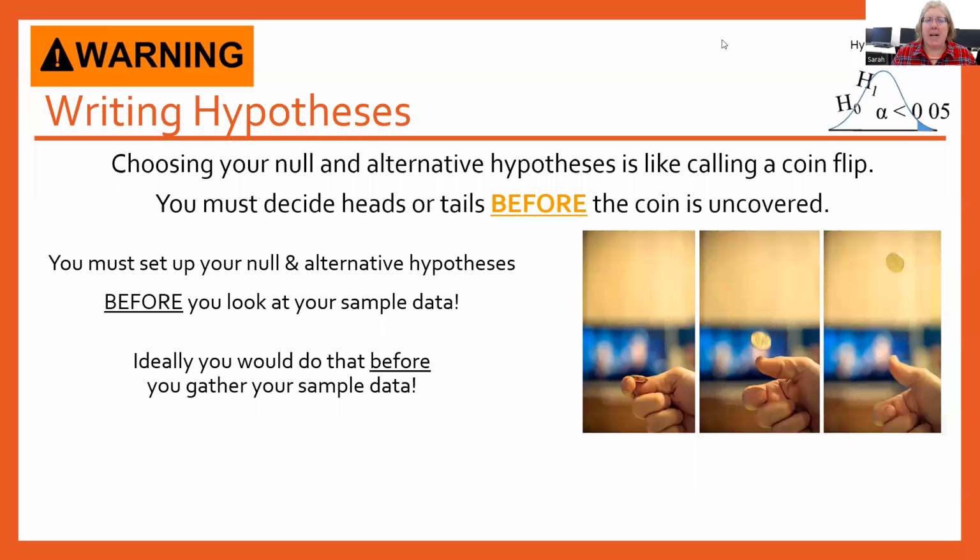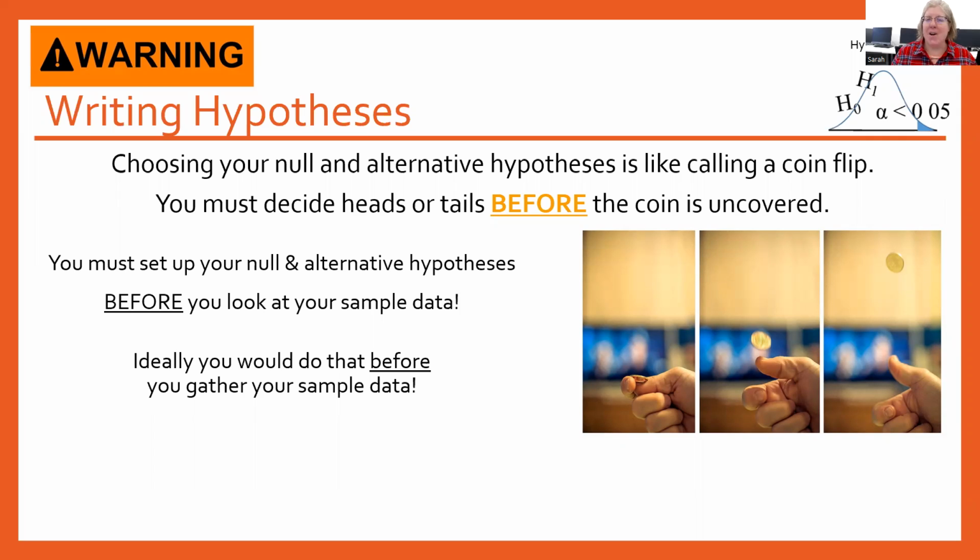Now that we've had a chance to practice writing the null and alternative hypotheses, I want to give you one word of warning about writing them. And that is that you need to write down or choose your null and alternative hypotheses before you look at your sample data. So writing hypotheses is a lot like calling a coin flip.